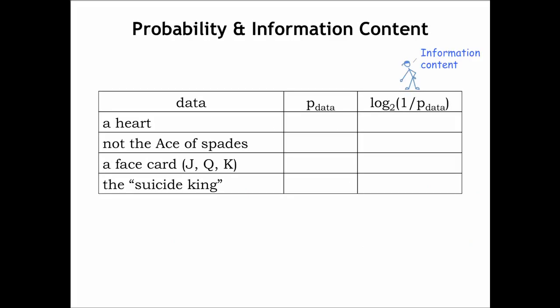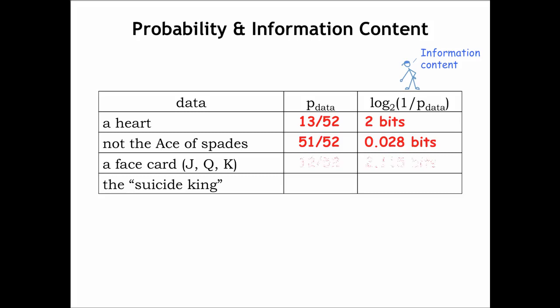To wrap up, let's return to our initial example. Here's a table showing the different choices for the data received, along with the probability of that event, and the computed information content. We've already talked about learning that the card was a heart. The probability of this event is 13 over 52, with an information content of 2 bits. Learning that the card is not the ace of spades is quite likely, since there's only 1 chance in 52 that it is the ace of spades. So we only get a small amount of information from this event, 0.028 bits.